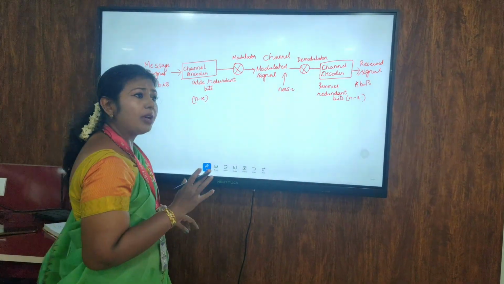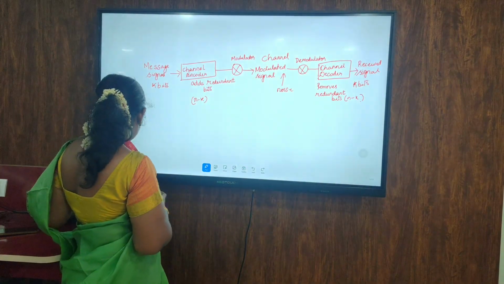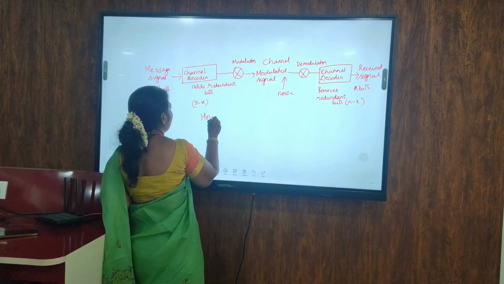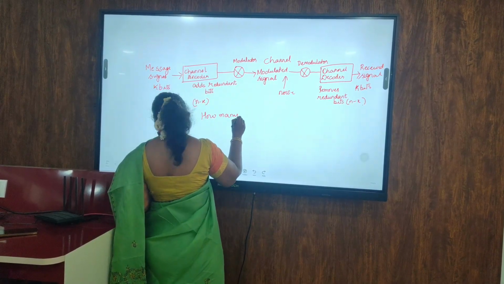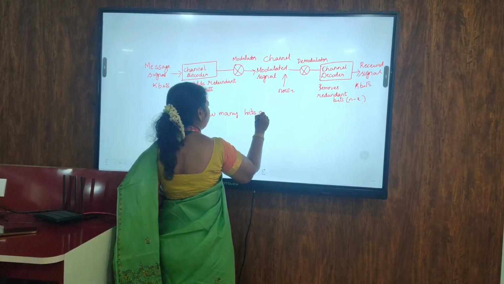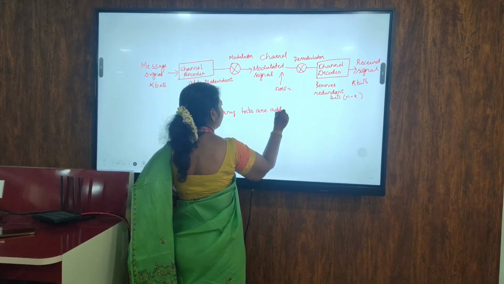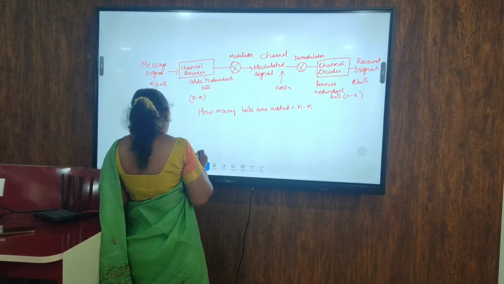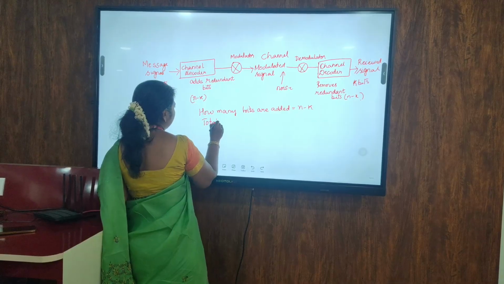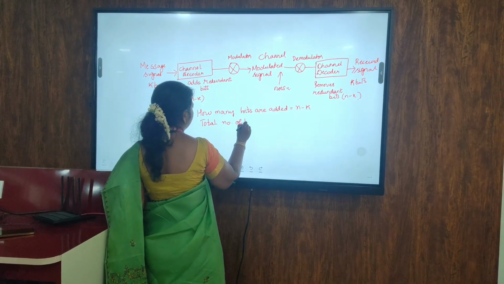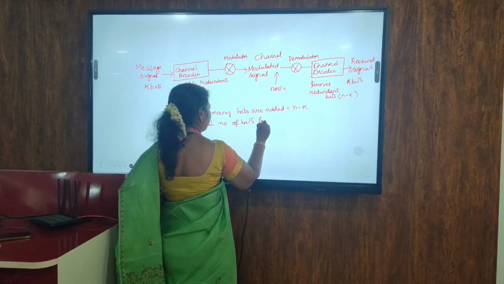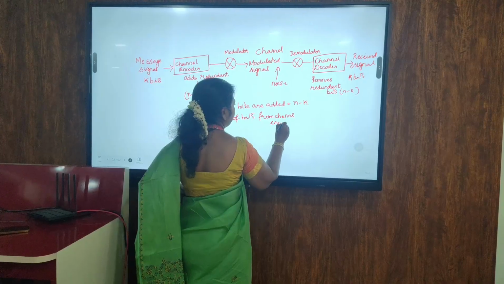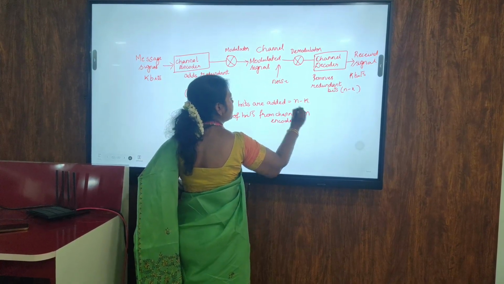So, the channel encoder is a protector of the signals or the data. Now, how many bits were added? This can be found from n minus k. So, the total number of bits from the channel encoder is n.